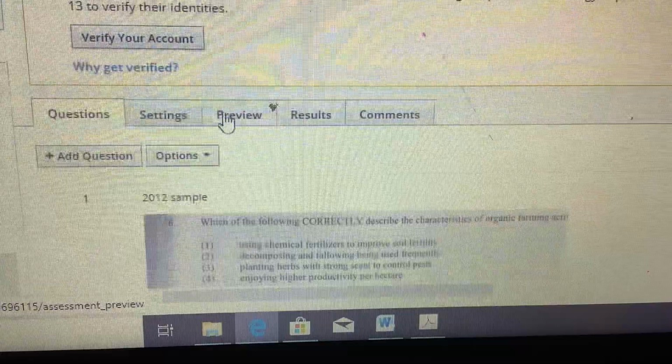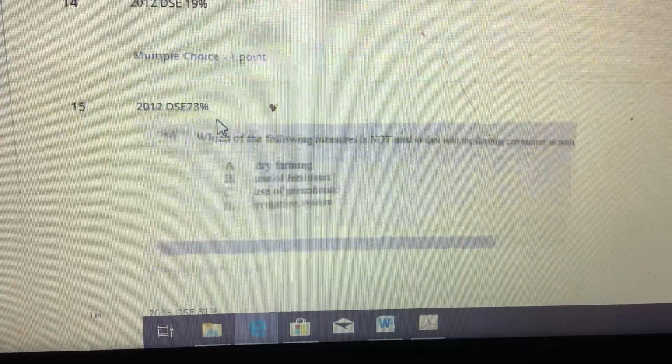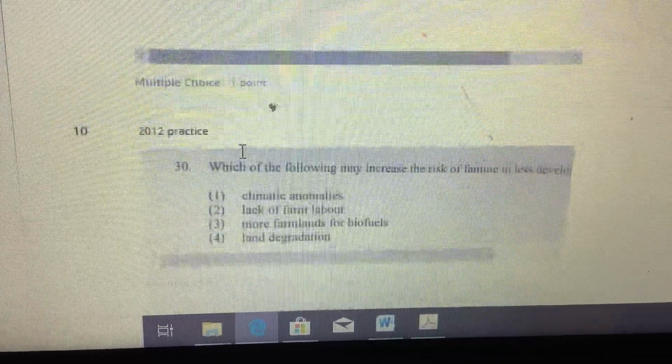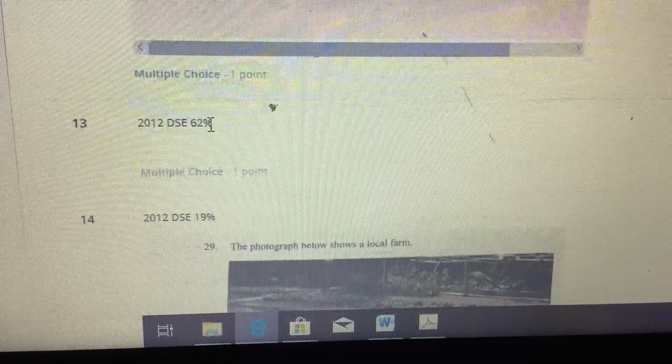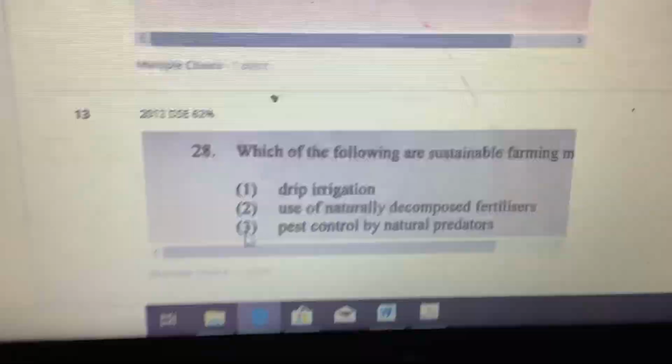I don't know why a lot of people fail this, because it's not really difficult. Bear in mind, fallowing is for recovering of the nutrient. Number 12. Not number 12.